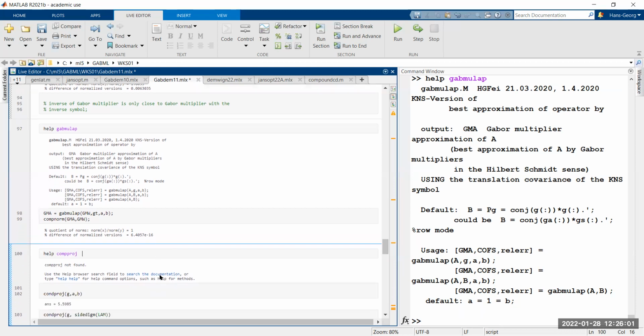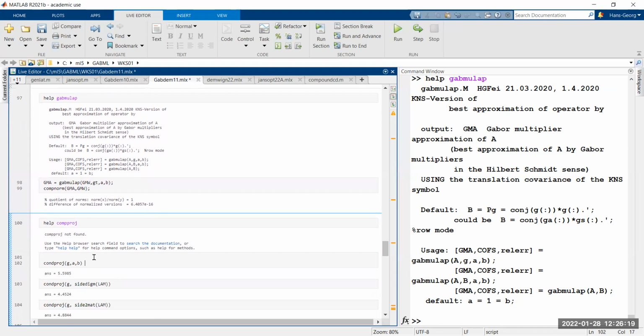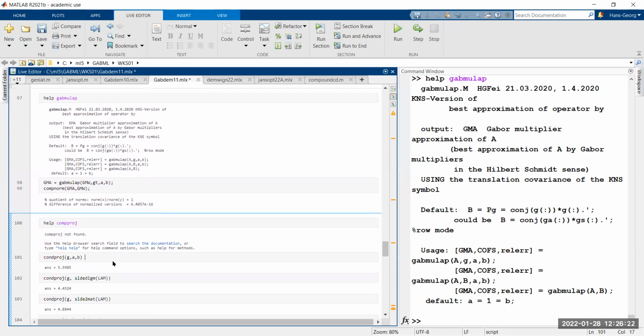So the condition number of these things, and I don't discuss for quicker discussion how it is computed, but let me just say, you can compute it. In this case, the condition number is less than 6 in our case, which is quite nice because it means that it's quite stable. That means if you're getting two operators which are not too far away by epsilon, then their corresponding best approximation by Gabor multipliers will be also very close to each other.